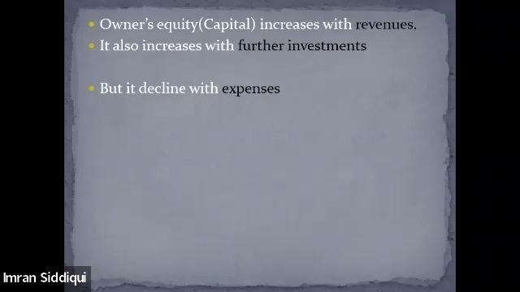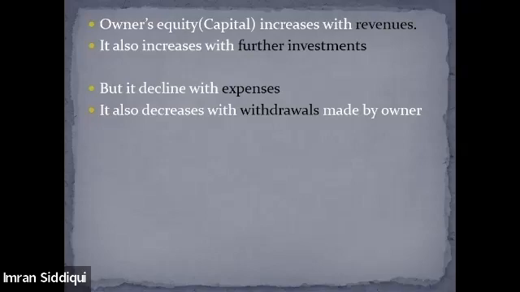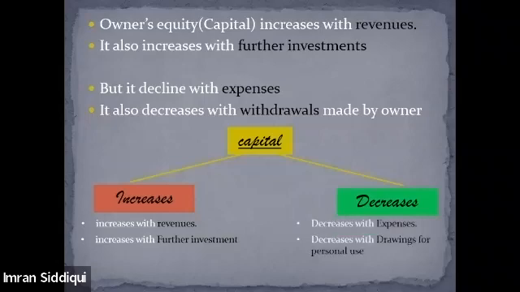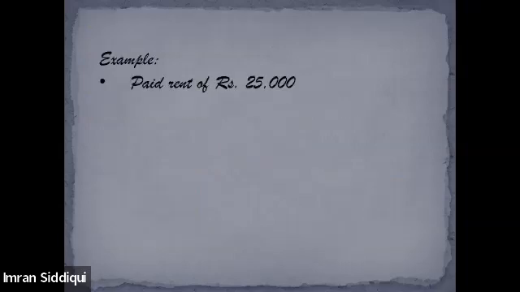And also, if the owner withdraws some amount from the business for personal use, there will be a reduction in the value of the capital. So to summarize these 4 points, capital increases whenever there is an increase in revenue, that is, the firm generates profit, or whenever the owner makes further investment. On the other hand, capital reduces whenever there is an increase in expenses, as well as whenever the owner of the business withdraws some amount from the business for personal use. All right. Now, keeping that in mind, let's take a few more examples.